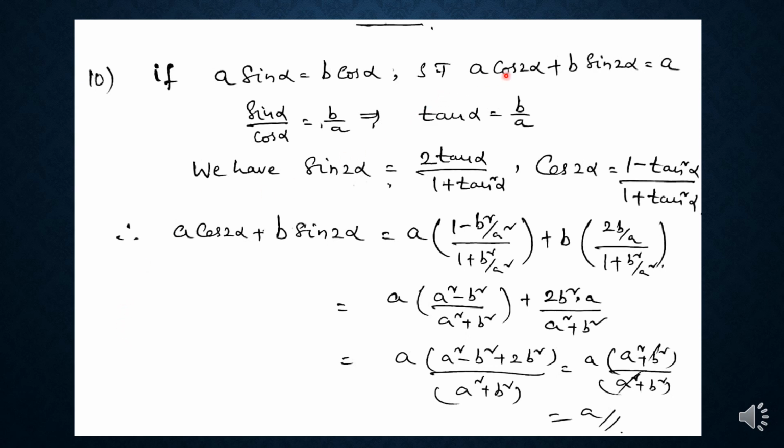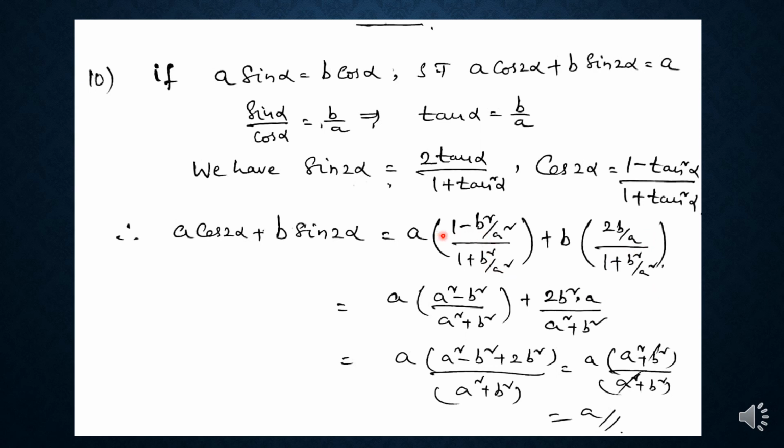So therefore what is given here, we have to prove that A cos 2 alpha plus B sin 2 alpha is equal to A. So by taking LHS here, A cos 2 alpha plus B sin 2 alpha is equal to A into what is cos 2 alpha? Here the cos 2 alpha formula is here. So that is 1 minus tan square alpha by 1 plus tan square alpha. That is (1 minus B square by A square) by (1 plus B square by A square), plus B into sin 2 alpha is 2 tan alpha by 1 plus tan square alpha. That is B into (2B by A) by (1 plus B square by A square).